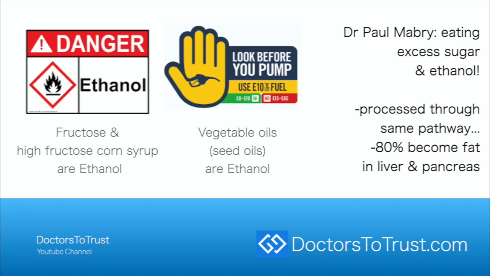Danger: ethanol. Fructose and high fructose corn syrup are ethanol. Vegetable oils, or seed oils, are ethanol. Dr. Paul Mabry says eating excess sugar and ethanol is processed through the same pathway. 80% of the calories become fat in the liver and pancreas.